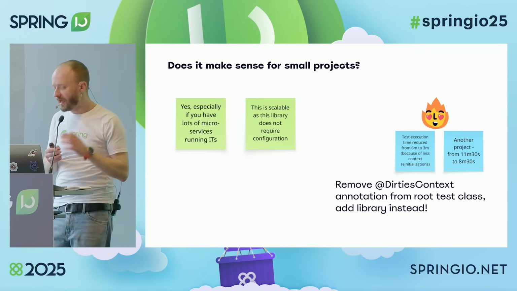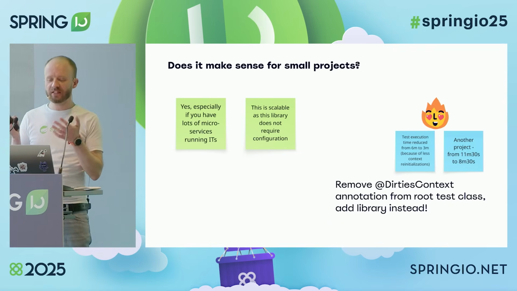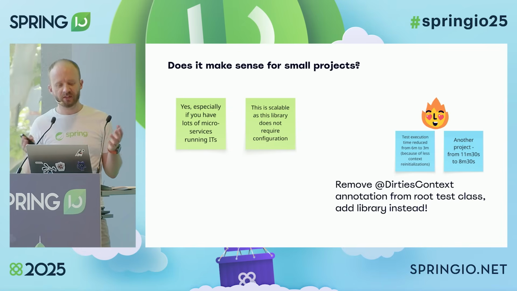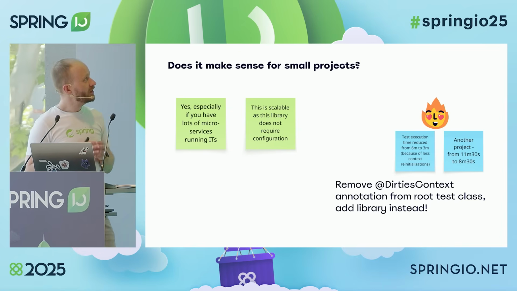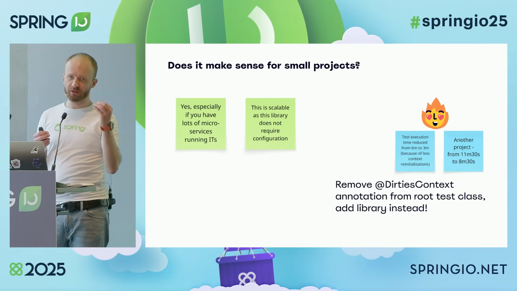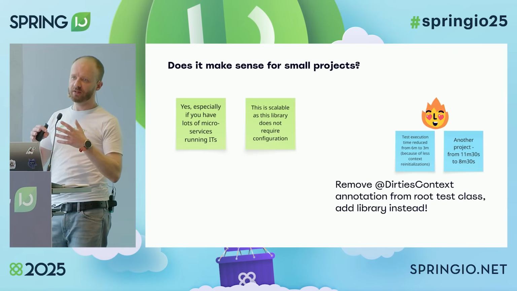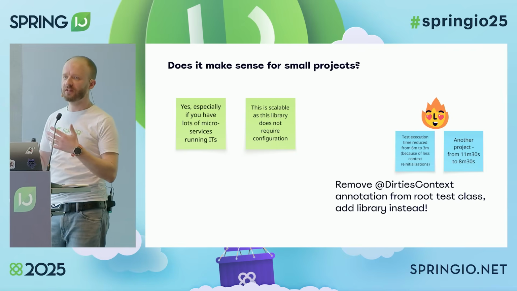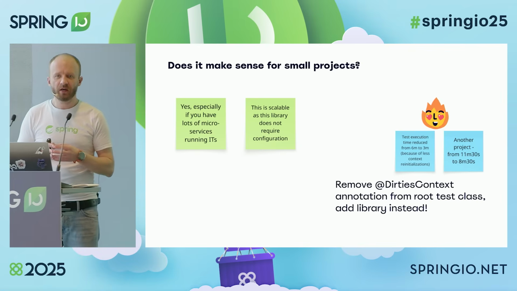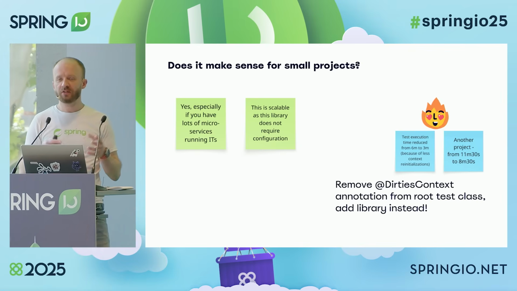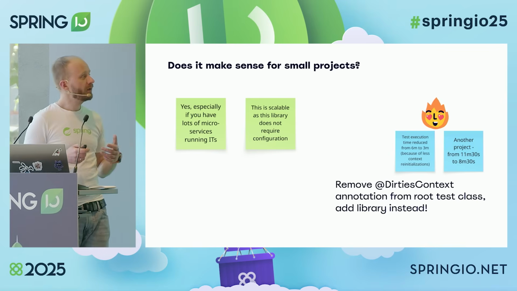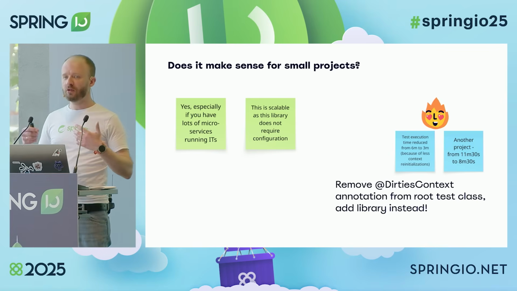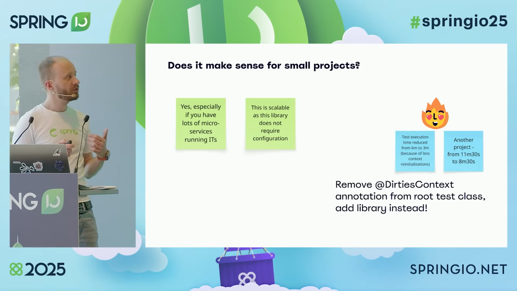So you can have a reasonable question: does it make sense for small projects? And the answer is yes, especially if you have a lot of small projects, small microservices that, for example, share the same CI/CD environment, and you use heavyweight beans, because the average load on your system will be reduced.